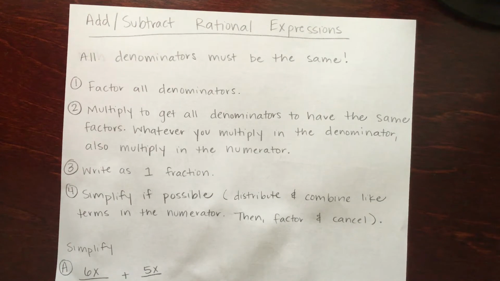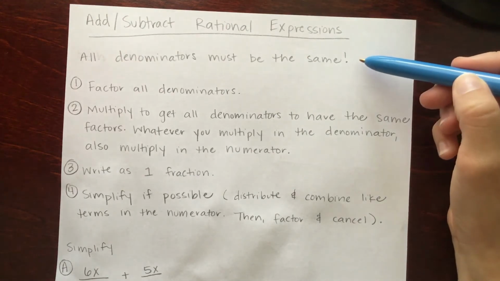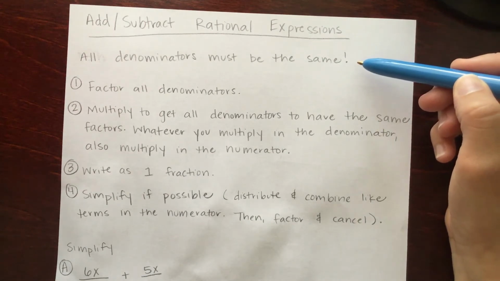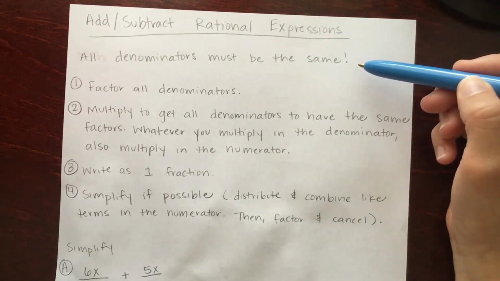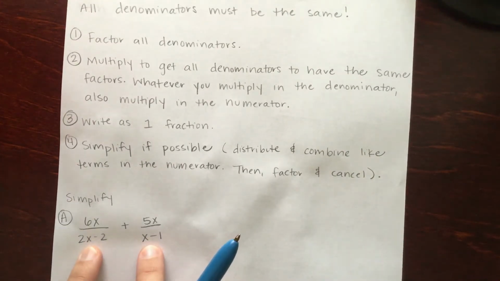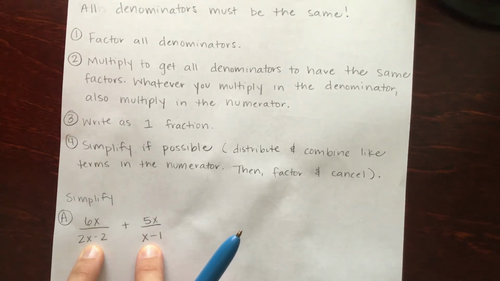Let's talk about adding and subtracting rational expressions. In order to add or subtract rational expressions, write them as one fraction, you have to have all of your denominators be the exact same thing, be made up of the exact same factors. Most of the time, like in this example below, that's not going to be the case starting out, so you're going to have to create a common denominator.